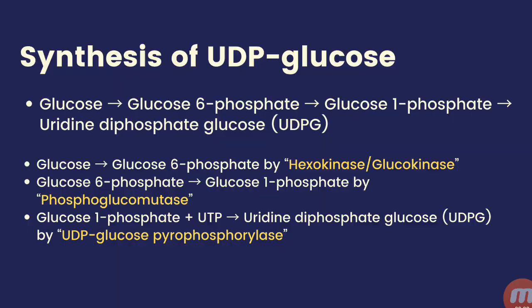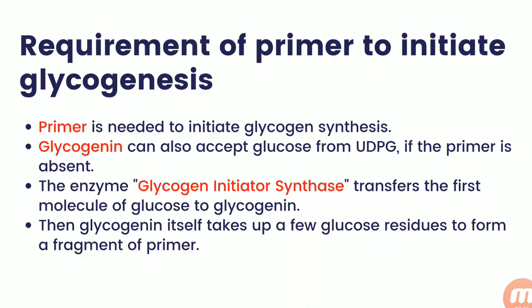Now, the second step is the requirement of a primer to initiate glycogenesis. A small fragment of pre-existing glycogen must act as a primer to initiate glycogen synthesis. But in the absence of a glycogen primer, a specific protein named glycogenin has the ability to accept glucose from UDPG. In glycogenin, the amino acid tyrosine is present, which has a hydroxyl group. To that hydroxyl group, the glucose unit can be attached from UDPG. The enzyme named glycogen initiator synthase transfers the first molecule of glucose to glycogenin.